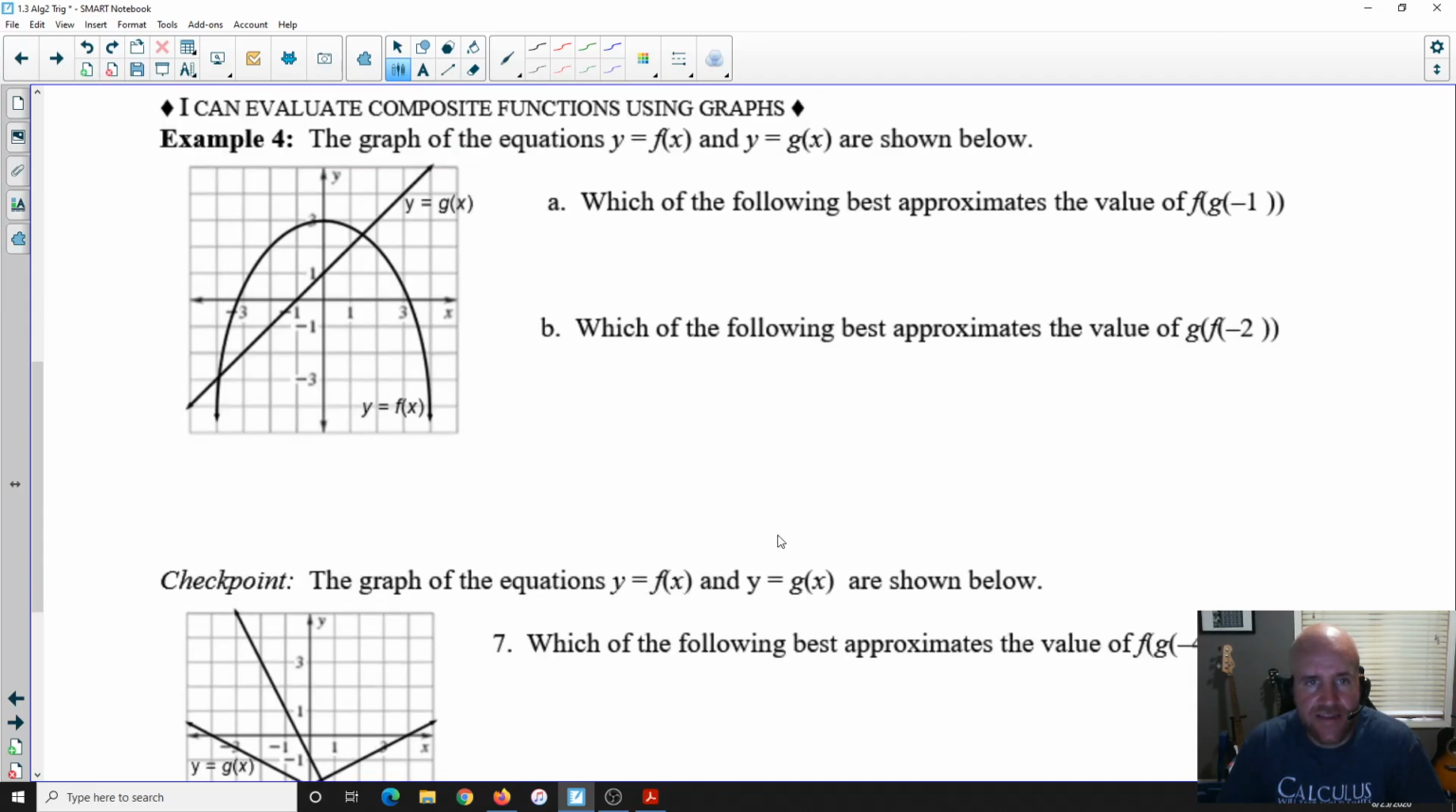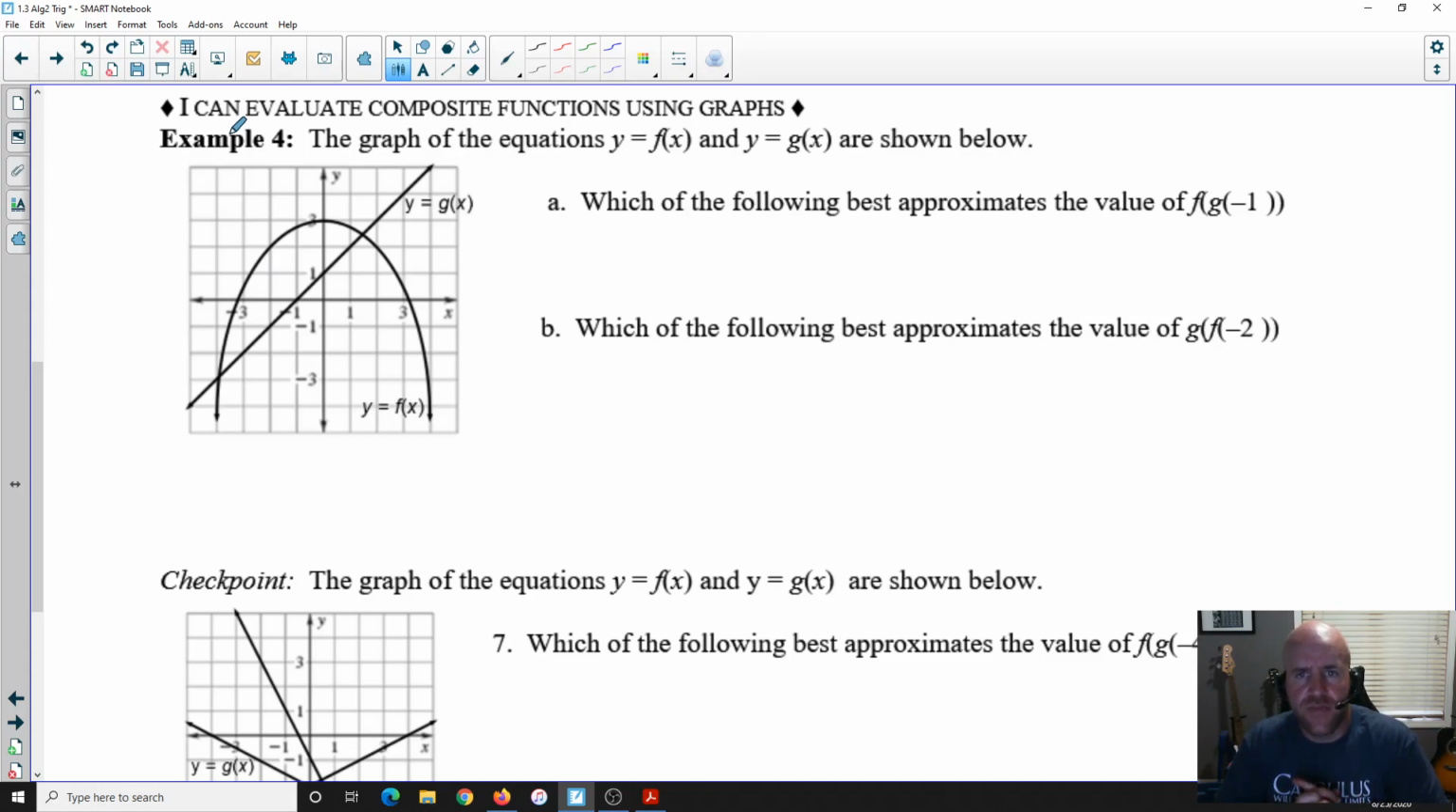Okay, looks like the last example here. Example 4 is evaluating functions given a graph. It's something similar to what we've done this year already. We evaluated a function with an actual function written out, and then we had tables, and then we had graphs. So we've already kind of done this. It's just looking at it two times in a row with the function composition.